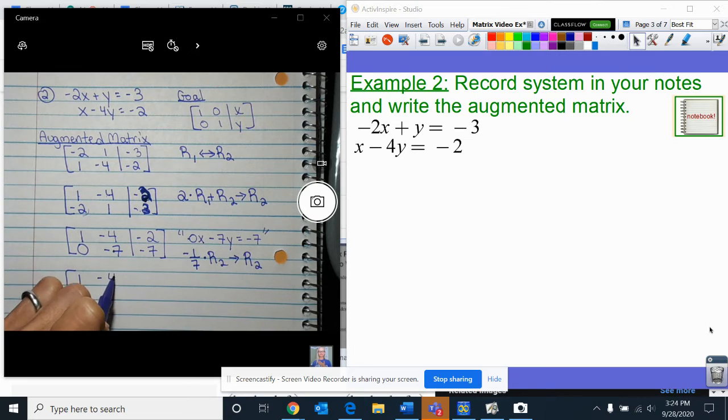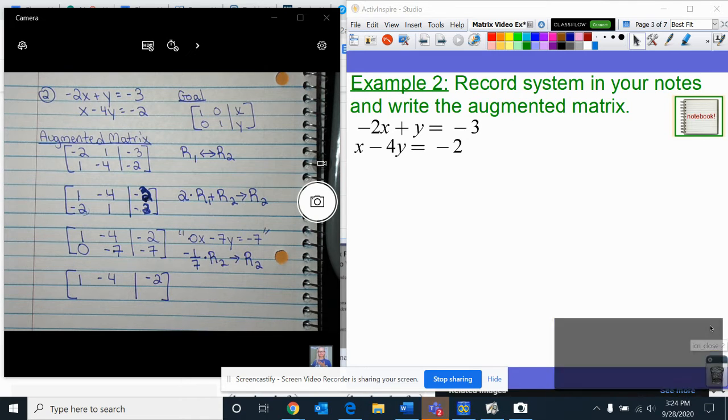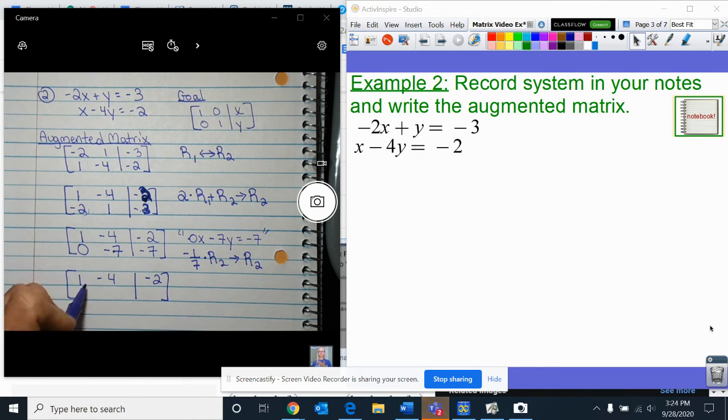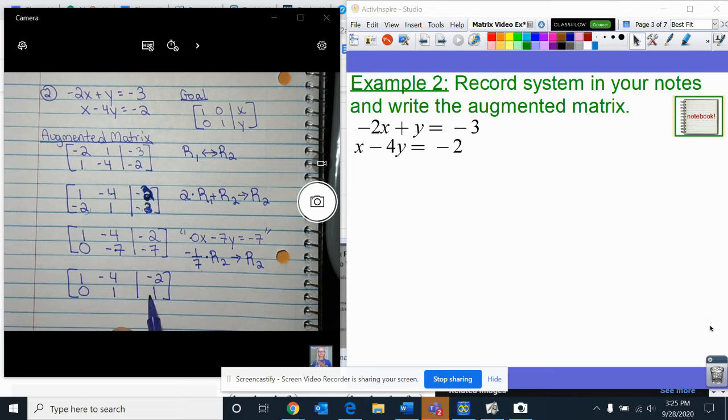1, negative 4, negative 2 remains the first row. Then 0, 1, and 1, because negative 1/7 times negative 7 is a positive 1. And that is repeated for this value also. So what we have is y equals 1.